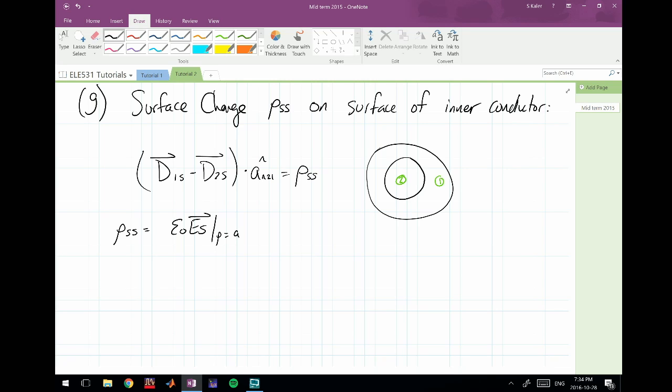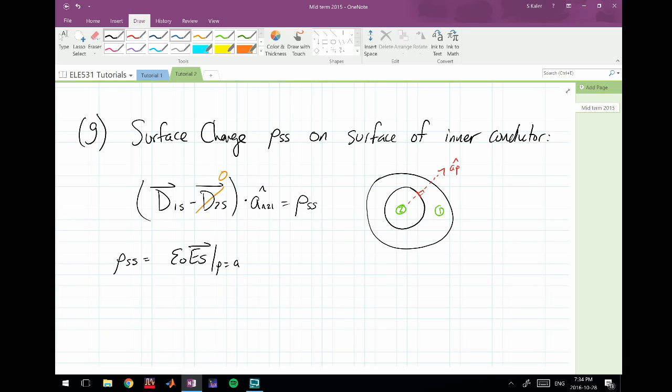Now you'll notice if I go into the conductor, what happens? I have no electric field there, so this term becomes 0. So it literally becomes D1s dot a_N21. So what's that unit vector going from outside to inside? I want it to be normal to the boundary, so it's a rho. Because a rho always goes out this way, normal to whatever thing you have. So if I'm coming in, it's just going to be negative a rho, which for some reason he hasn't done here. Anyhow, it should be negative a rho, I believe.